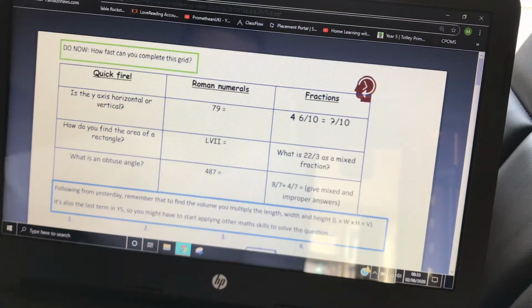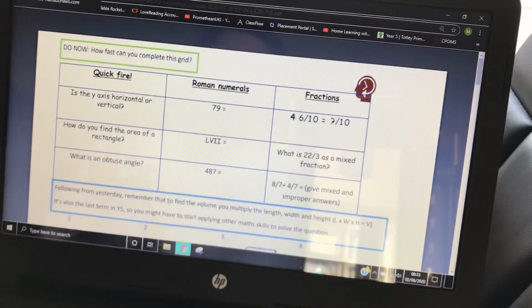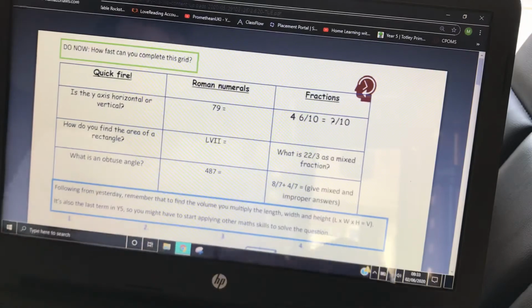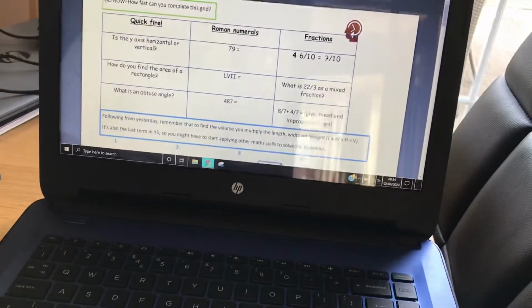It is Tuesday, it's our maths, and we're going to continue looking at volume, which, remember, is lots of our other skills just being applied to another area. So essentially, if we can do our long multiplication, we're pretty much nailing volume. Let's have a quick look at our do now, and then we'll get cracking.